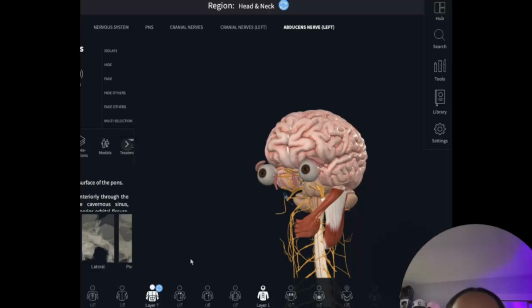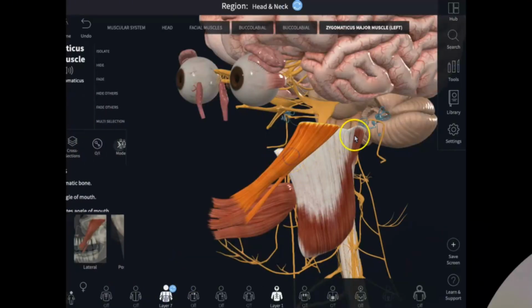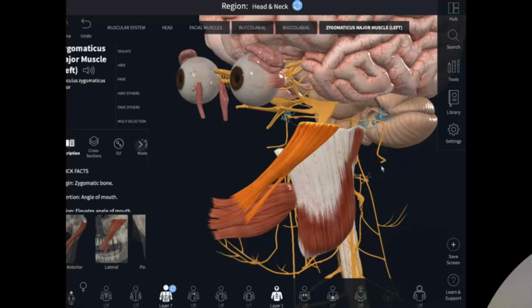So, just for the eye muscles, it was pretty accurate. But now we're going to go into the facial muscles. Okay, so now we're going to go into this one right here. So this is the zygomaticus major muscle. The origin for this is the zygomatic bone. The insertion is the angle of the mouth. The action for this is that it elevates the angle of the mouth so that it is just smiling.